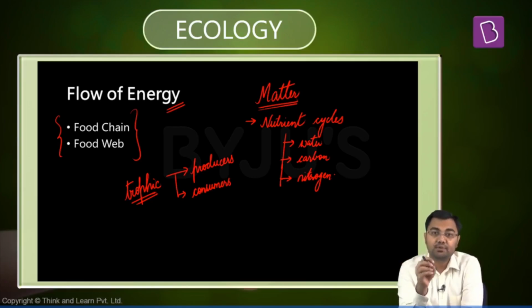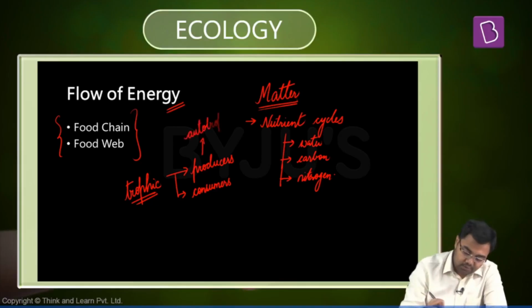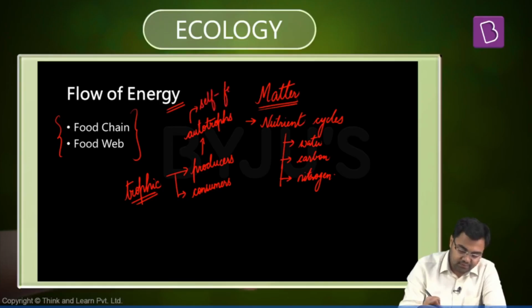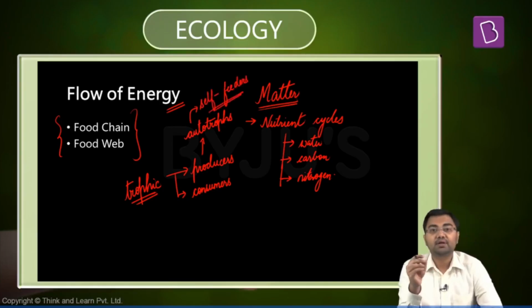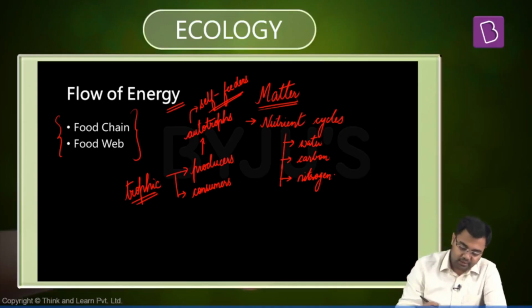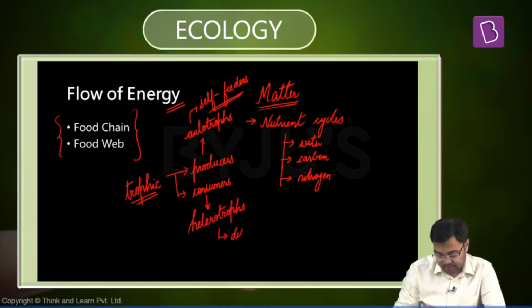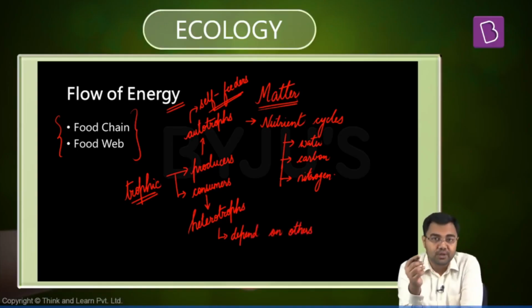Producers many a times are also called autotrophs. They are called autotrophs, meaning that they are self-feeders. So they do not depend on any other organism for their food, and that's why they are called autotrophs. And consumers most of the times are called heterotrophs. Why? Because they depend on others for their food.